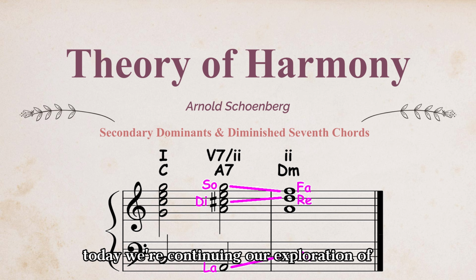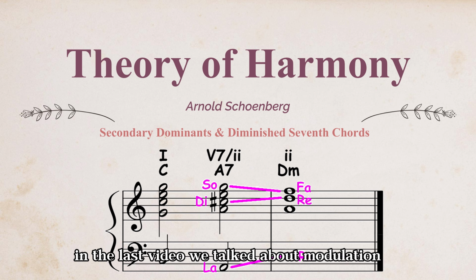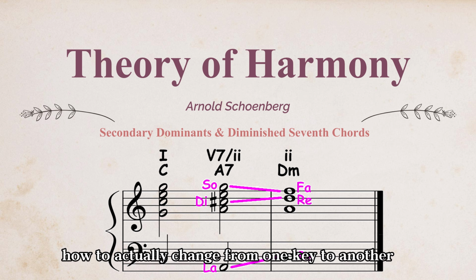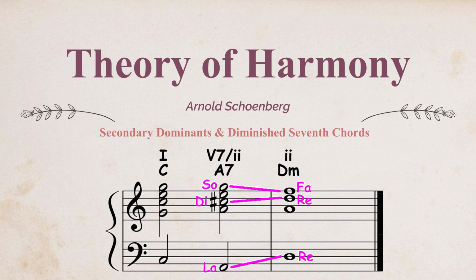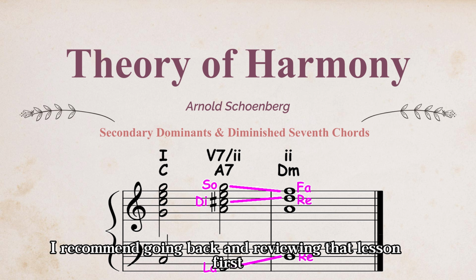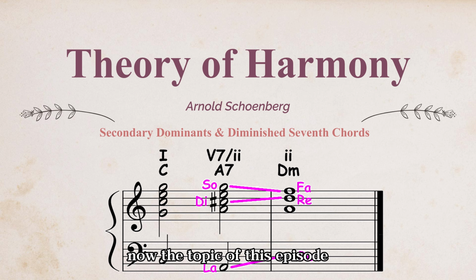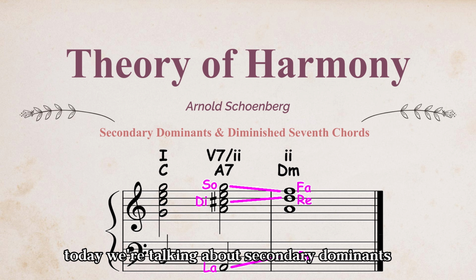Today, we're continuing our exploration of Schoenberg's theory of harmony, and this is already episode 11 in the series. In the last video, we talked about modulation, how to actually change from one key to another. If you don't quite remember, I recommend going back and reviewing that lesson first. Now, the topic of this episode is closely related to modulation, but it's fundamentally different. Today we're talking about secondary dominants and diminished seventh chords.